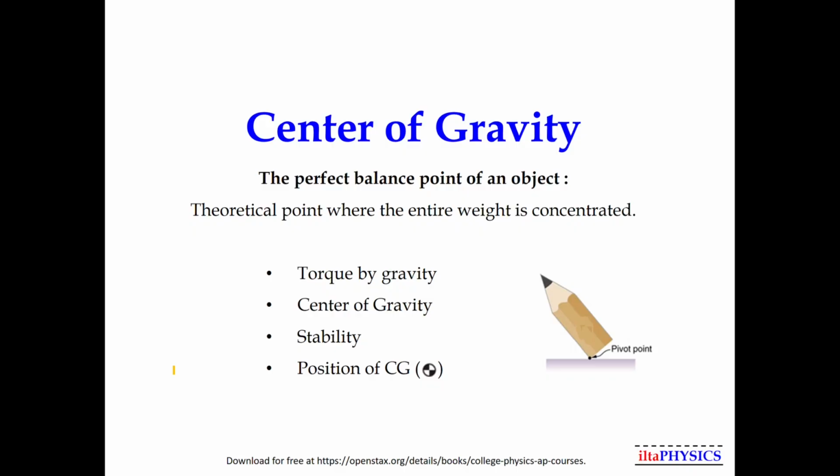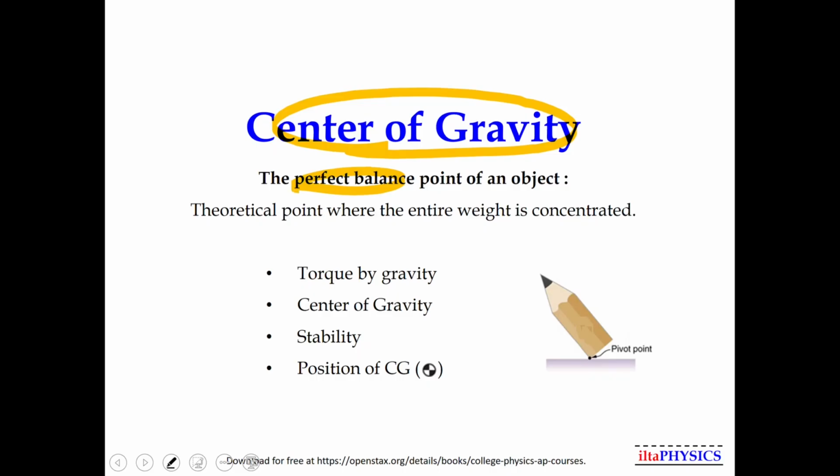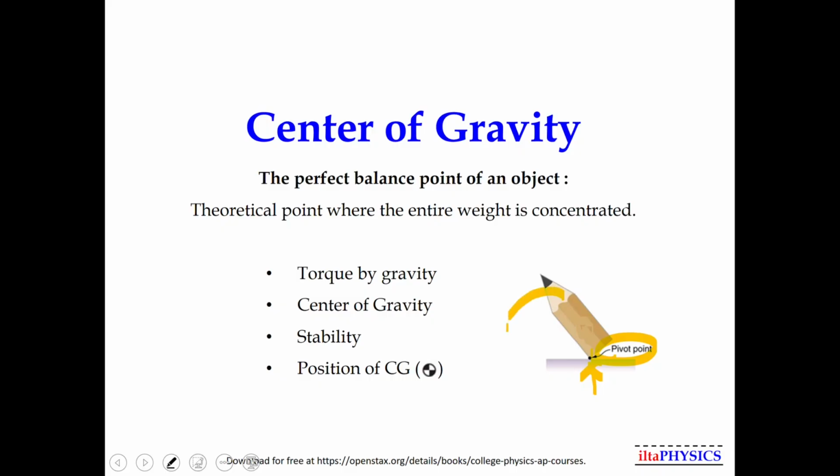Today, we're going to be studying the center of gravity of an object. The center of gravity is the perfect balance point of an object. What would happen to a pencil standing at an angle on one of its edges, like in the diagram on the right? It's going to fall over. So, what exactly causes the pencil to tip, and why does it happen?